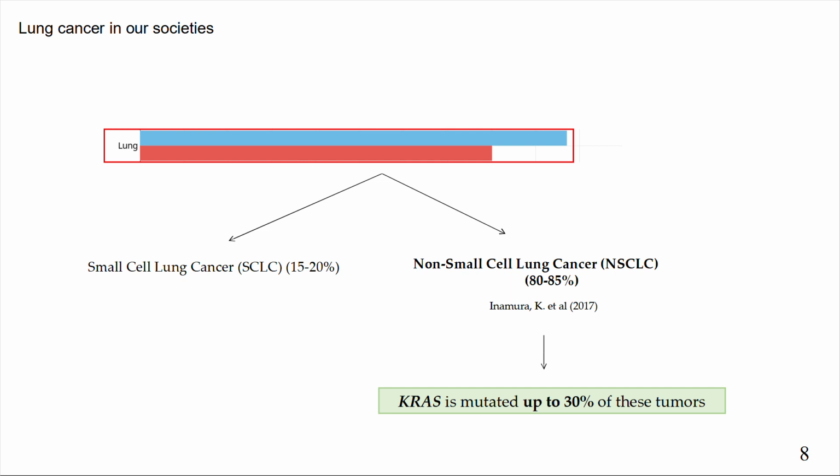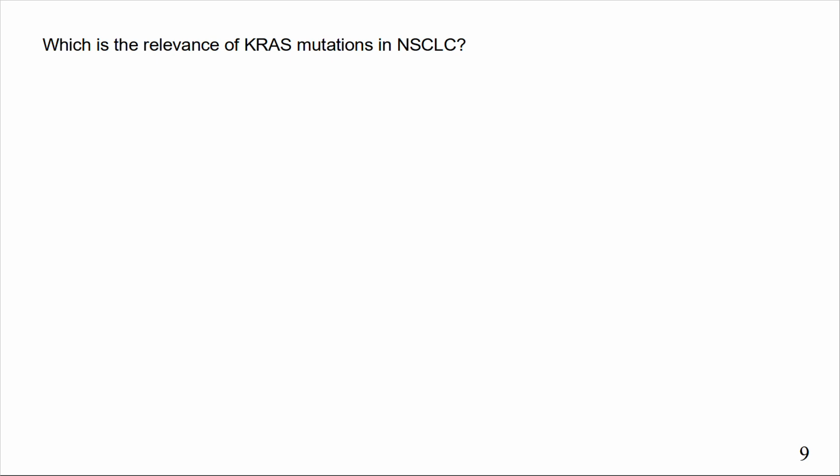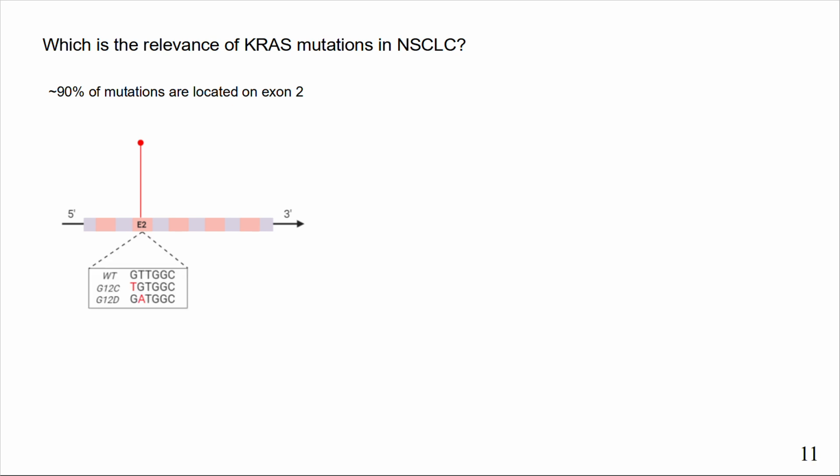This is such an important percentage, and it has very important biological significance. So, what is the importance of KRAS mutation in lung adenocarcinoma? 90% of mutations have been reported to be localized in a particular exon of the gene, exon 2, and particularly we are interested in these two mutations, the G12C and the G12D mutations. They are missense mutations. This means that they change the instruction for just one amino acid.